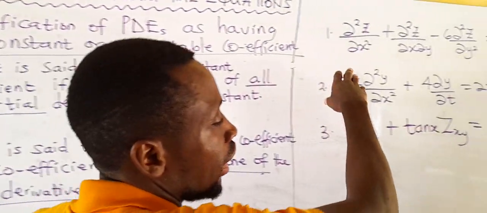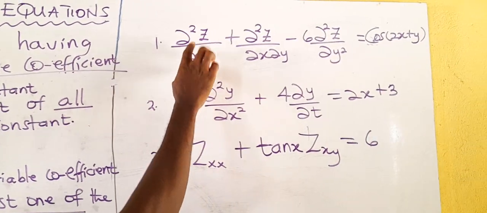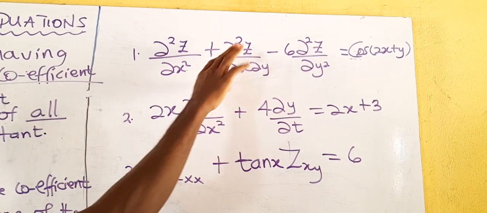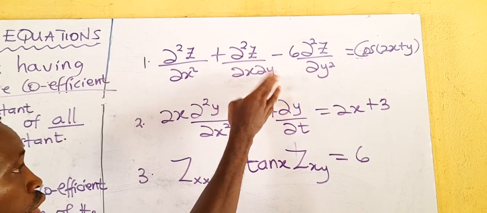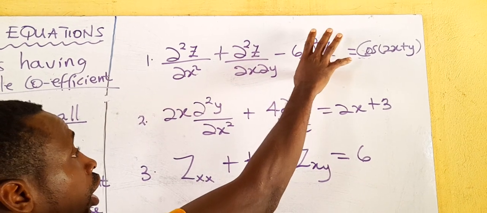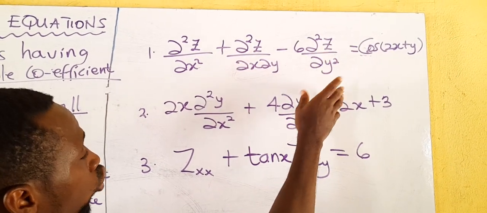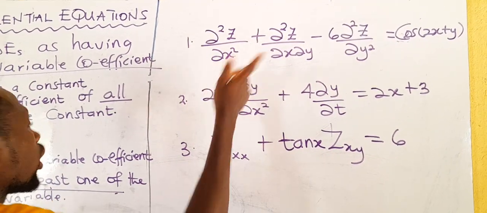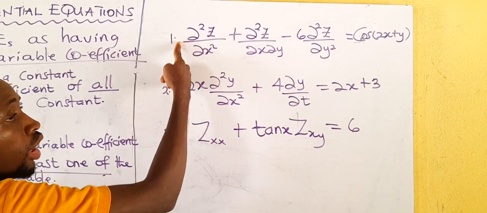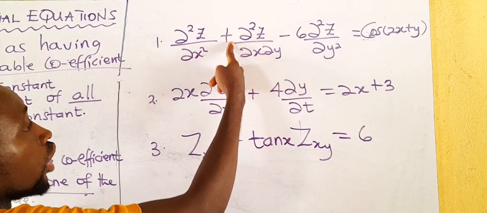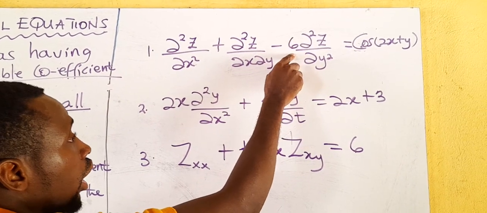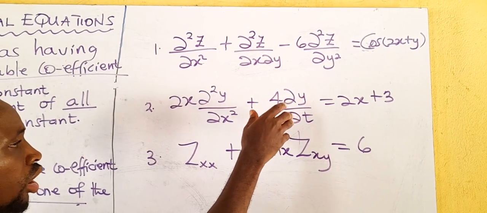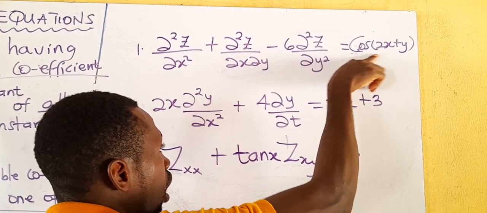So come with me. If we have a PDE like this, look at it. The first one here: the partial differential of z with respect to x twice, the partial differential of z with respect to x and then with respect to y, and the partial differential of z with respect to y twice. So we check, these are all partial derivatives. We check the coefficient of all the partial derivatives. So what's the coefficient here? It's 1. The coefficient here, 1. The coefficient here is 6. However, it's constant. 6 is constant. There is no variable attached to it.